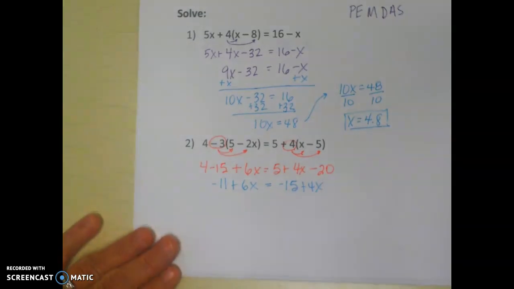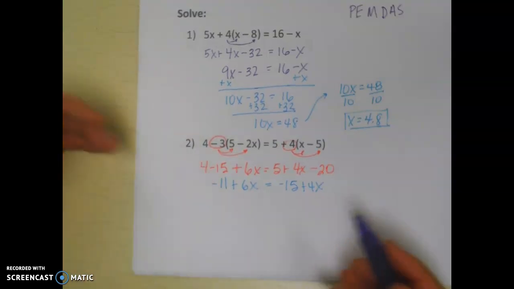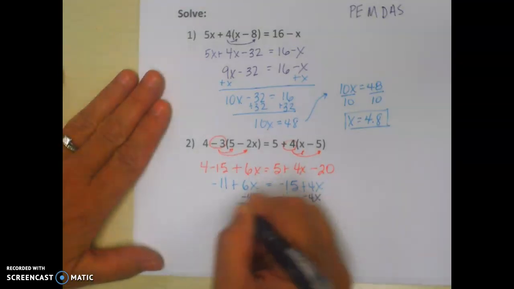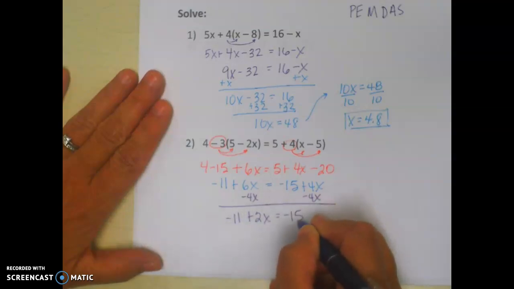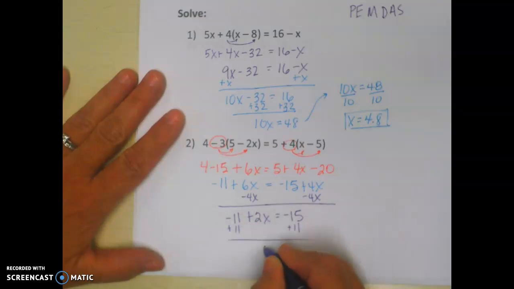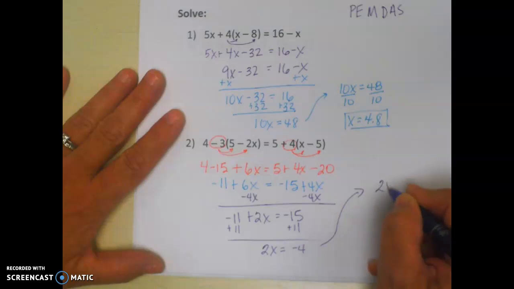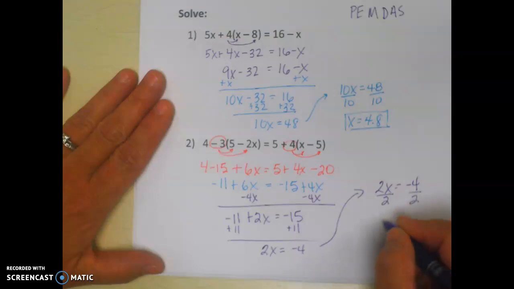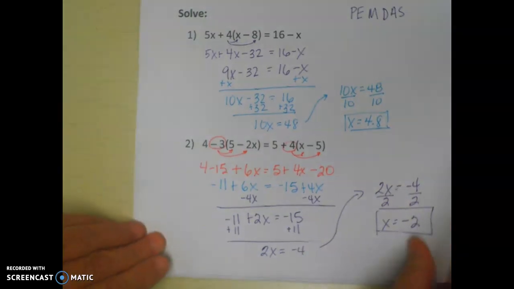So now it's time to go ahead and move your variables to one side and your constants to the other. If I can make it simple and have my constants on the left, I usually do that. So I'm going to subtract 4x from both sides to move it over. So I have negative 11 plus 2x equals negative 15. And now I'm going to move the 11 over by adding it to both sides, the addition property of equality. And I have 2x equals negative 4. To get the x by itself, I'm going to undo the multiplication by dividing, and x equals negative 2. Okay, so like I said, this is very much review.